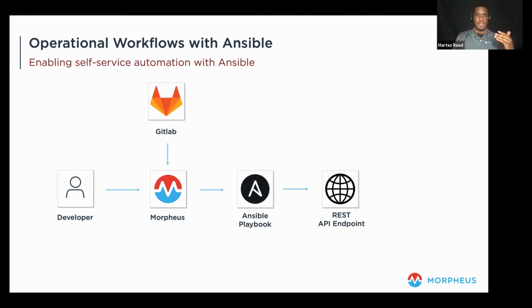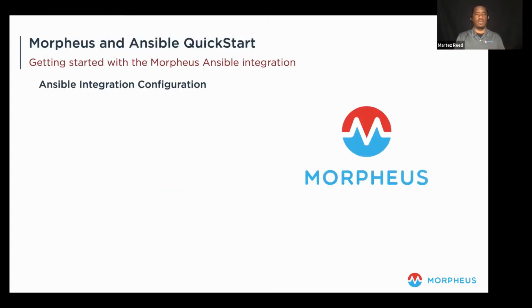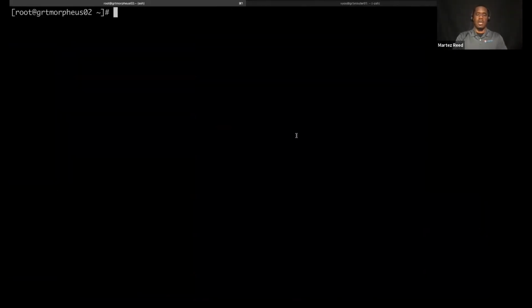And so now that we've walked through some of the common use cases and understood how the integration works at a high level, now let's actually walk through what the process is to get started with using Morpheus and Ansible. So here we have a number of steps. The first step is to install Ansible on the Morpheus node. So let's jump over to the command line where I've got a fresh installation of Morpheus ready to go.